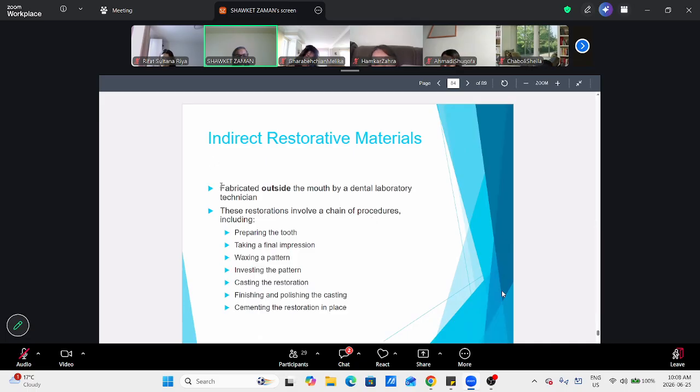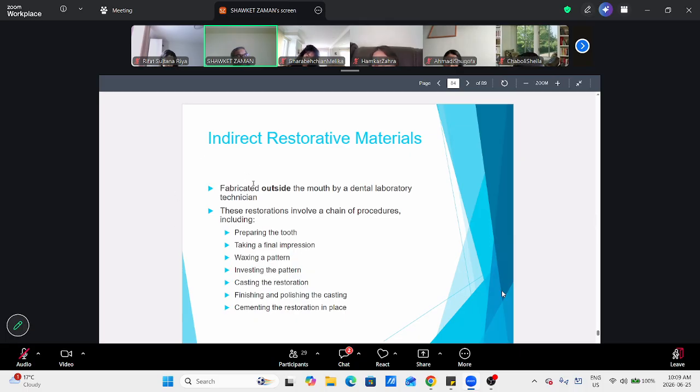As you can see here, the indirect restorations are fabricated outside the mouth by dental laboratory technicians. Dental clinic and dental laboratory are not the same place. Some dental clinics have a lab and the clinic together. But some dental clinics don't have the lab together. So sometimes we need to depend on the dental laboratory to perform the indirect restorations.